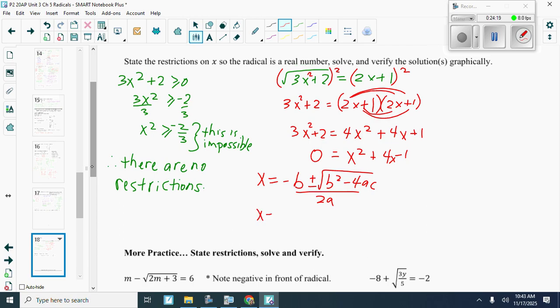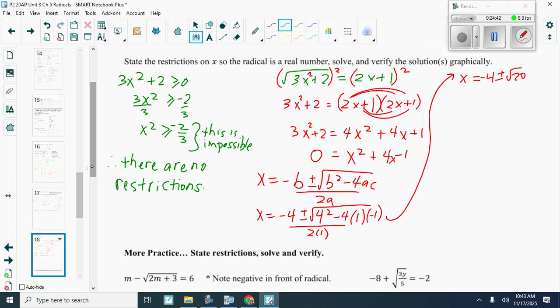So what we're going to do is substitute in: negative 4 plus or minus the square root of 4 squared plus 4, which gives -4 plus or minus root 20, so root 2... Don't forget to simplify. I can divide everything by 2, so we should have -2 plus or minus root 5.